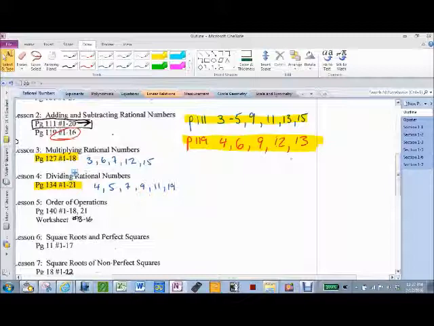Which number was the multiply 3? 15? Yeah, 15. I didn't get that one either. Okay.